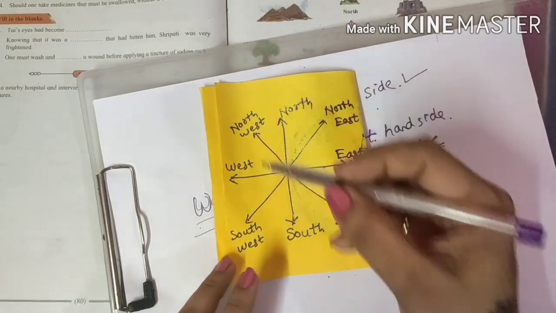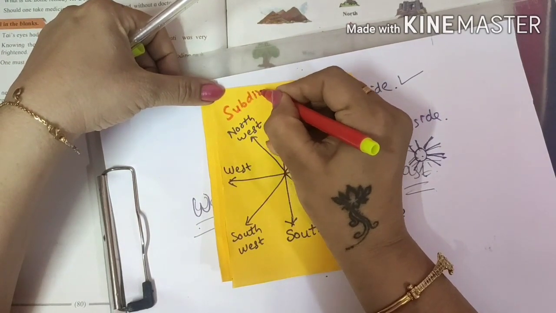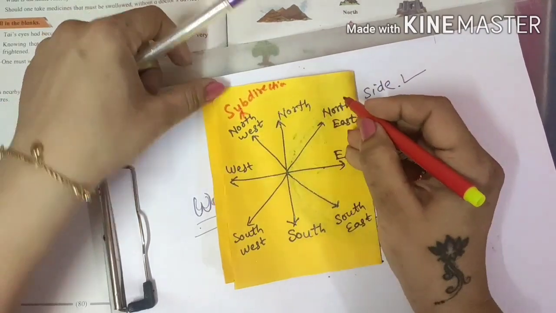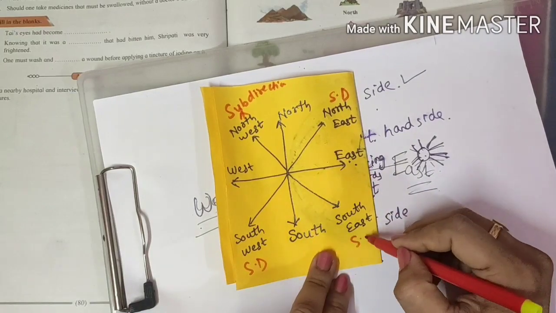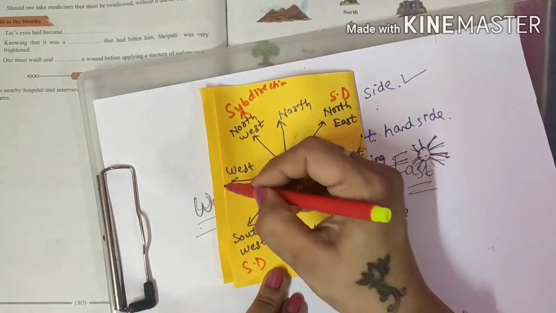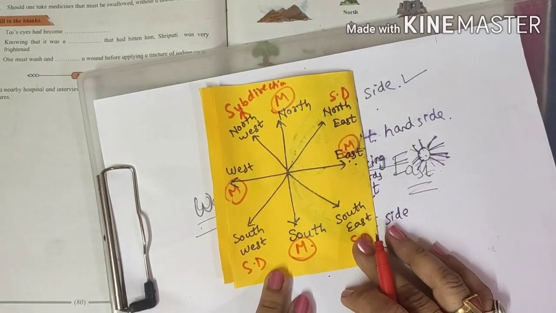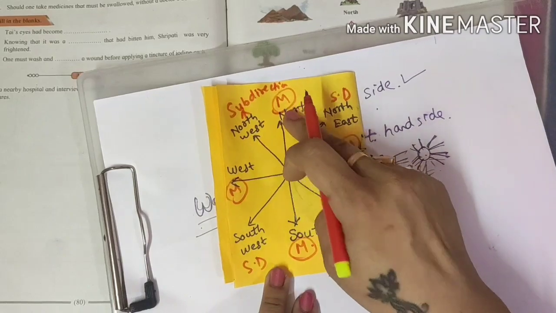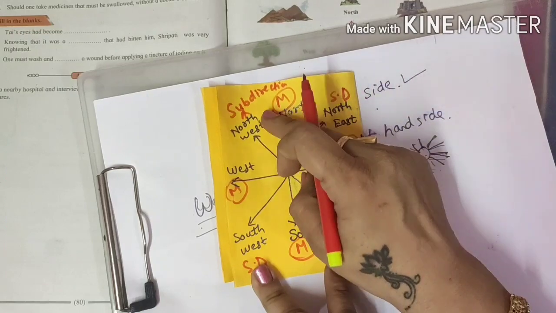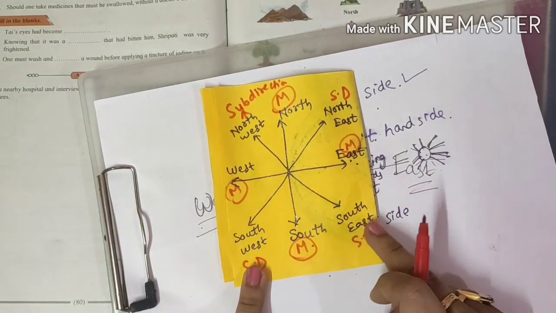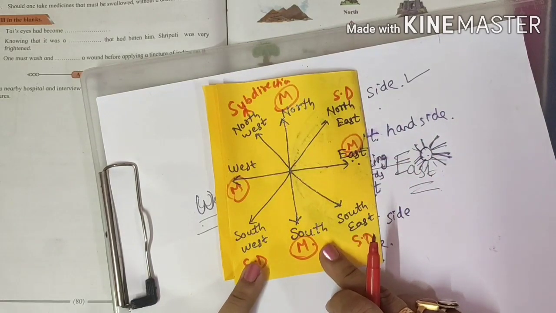So these are your sub directions. I am writing in short, sub directions. This is a sub direction, this is also a sub direction. These are the main directions. These are our four main directions that we have seen: east, west, north, south, and the sub directions are northeast, northwest, southwest, southeast. So here we got our 8 directions. How many directions did we get?